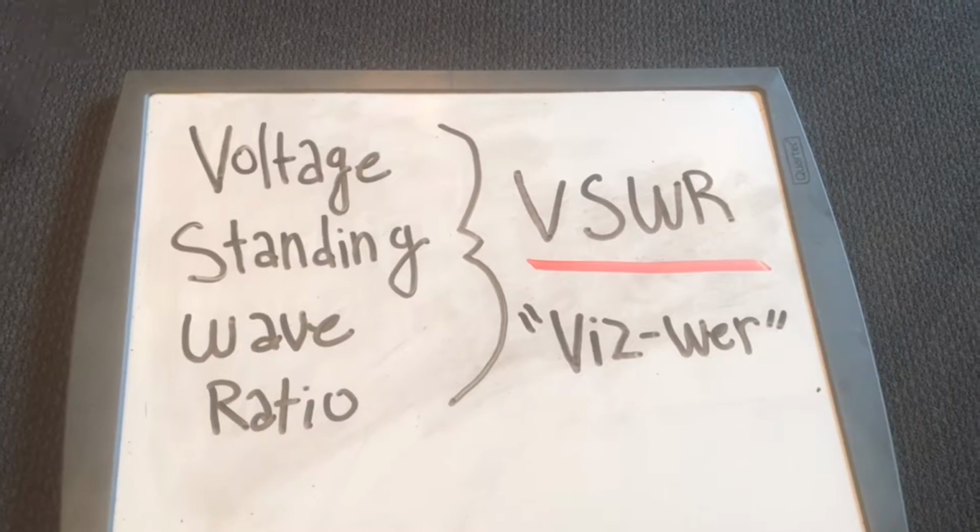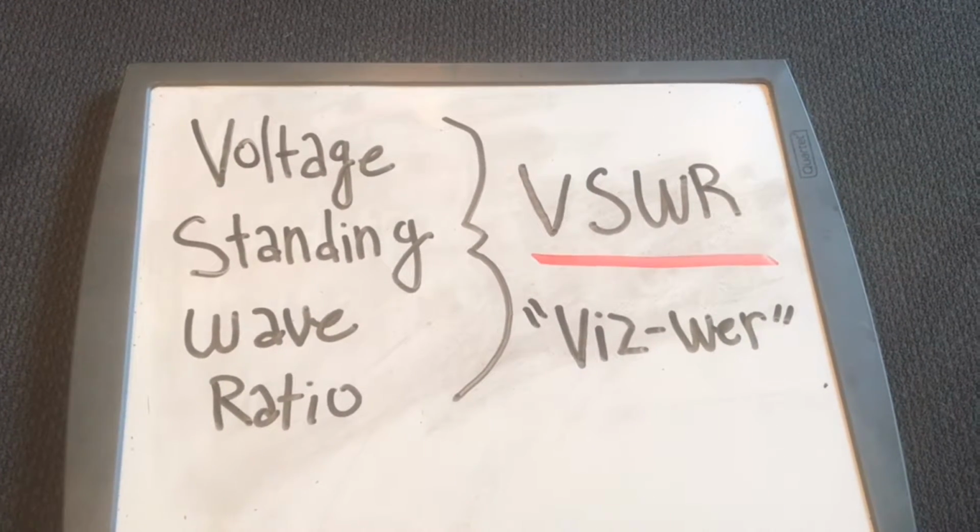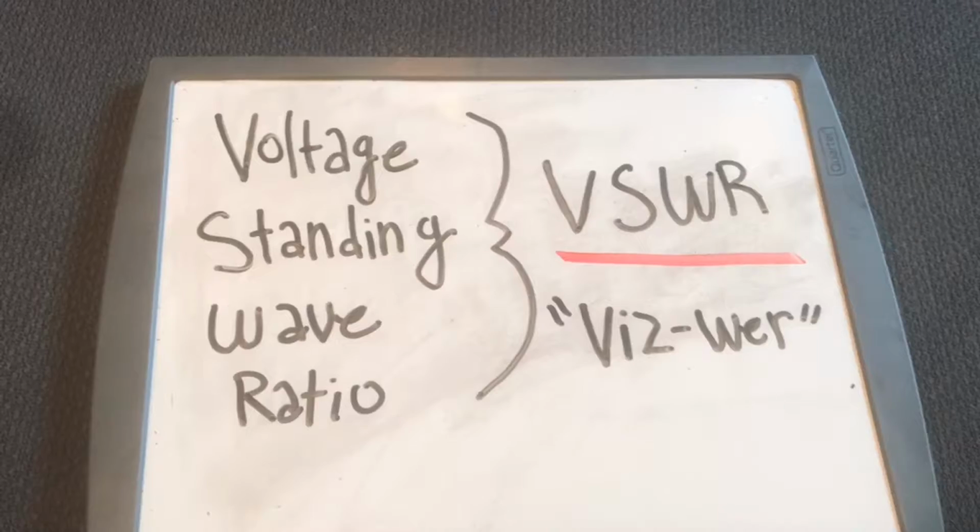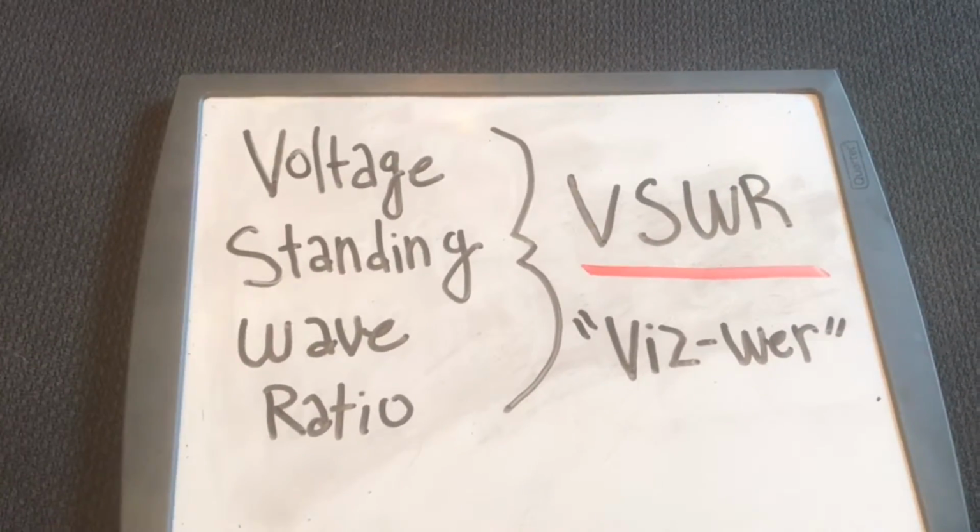Voltage standing wave ratios are often abbreviated as VSWR, which is how I'll be referring to our subject in today's video. VSWR is determined by the voltage measured along a transmission line leading up to an antenna. To understand VSWR, we first need to understand what a standing wave is.